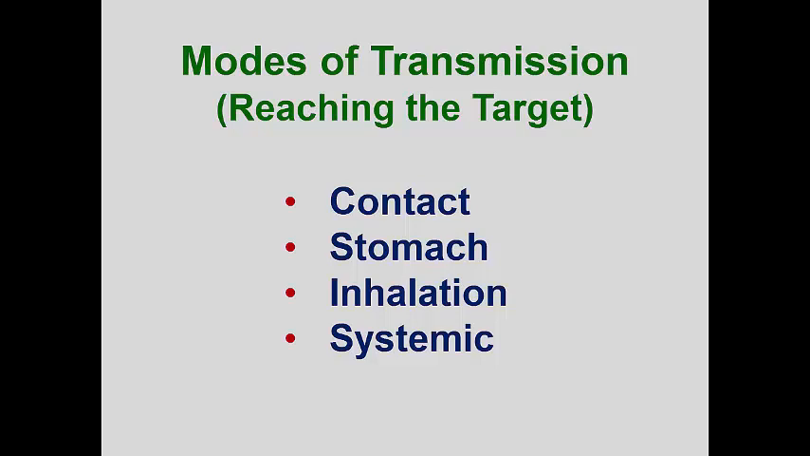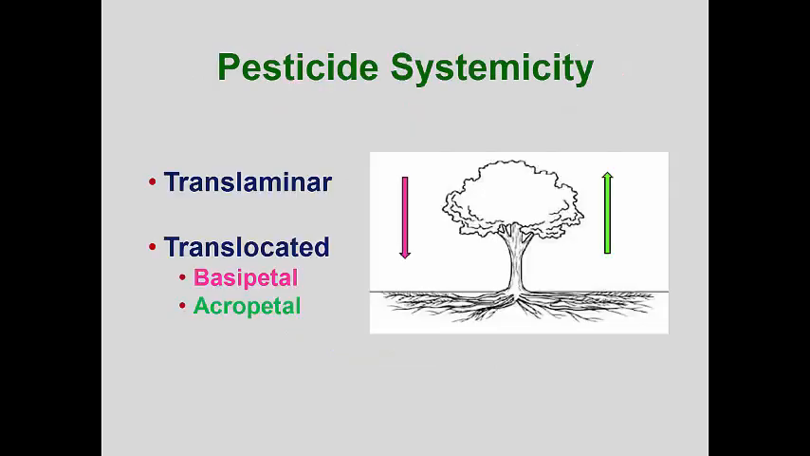Finally, people talk about systemics. Systemics get into the plant tissues and act as stomach poisons when plant parts are eaten or plant sap is extracted. The term systemic insecticide seems rather obvious, but there are several types of systemicity. Let's take some time to explore these types.